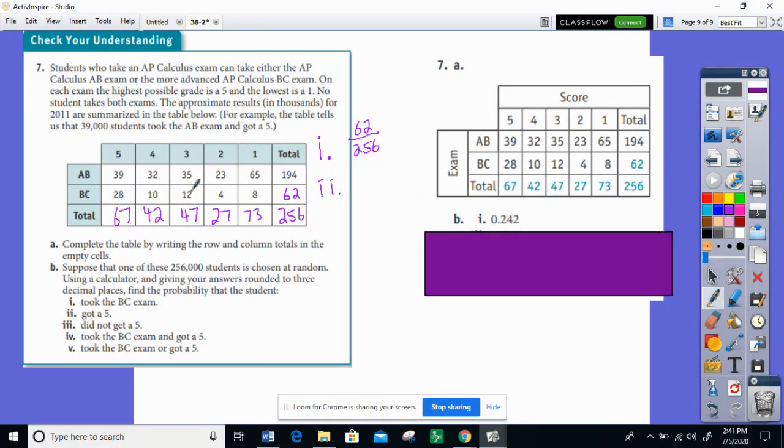2 says got a 5. Well, how many total students got a 5? 67,000 out of 256,000. And if we convert that to a decimal, it should be slightly more than 0.242. It's 0.262.